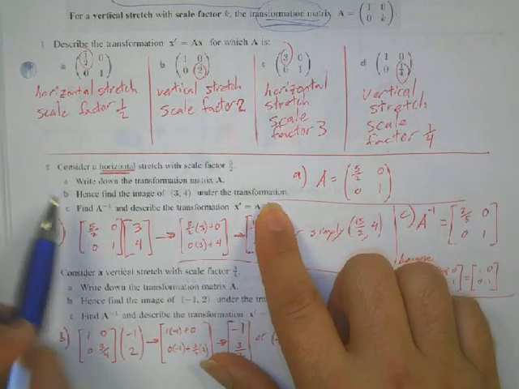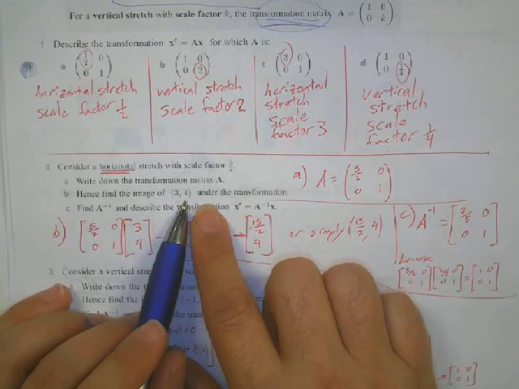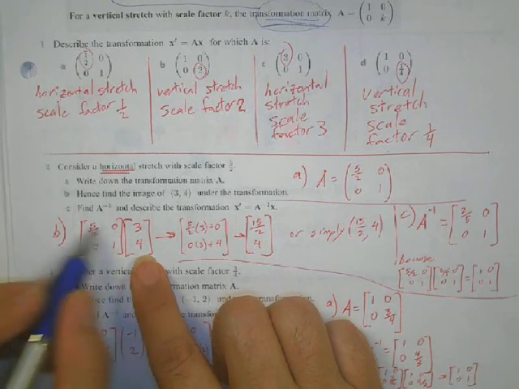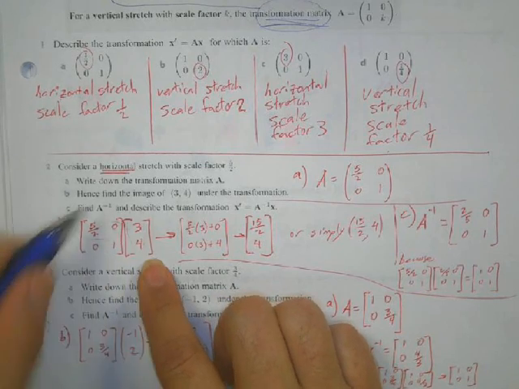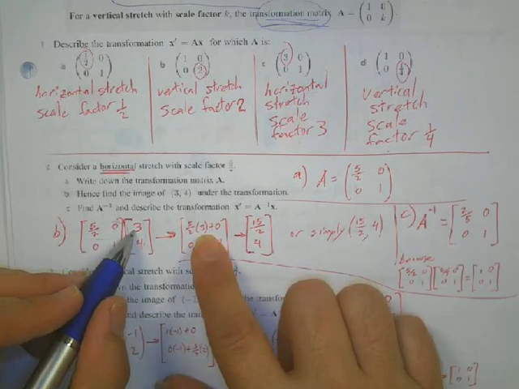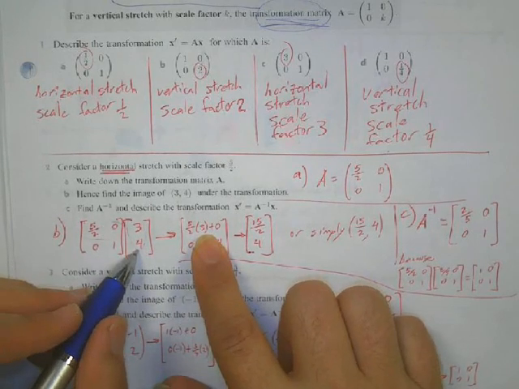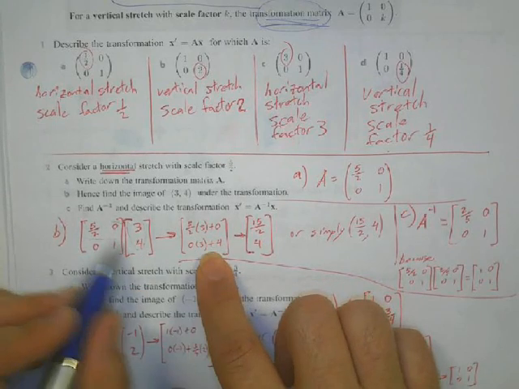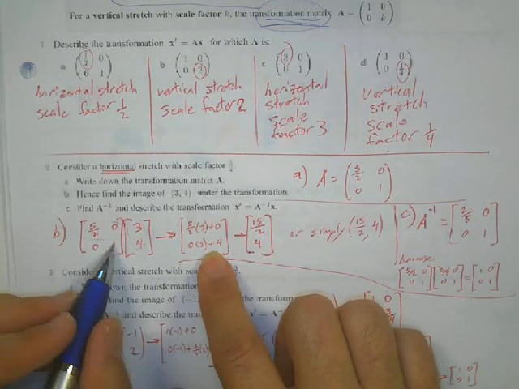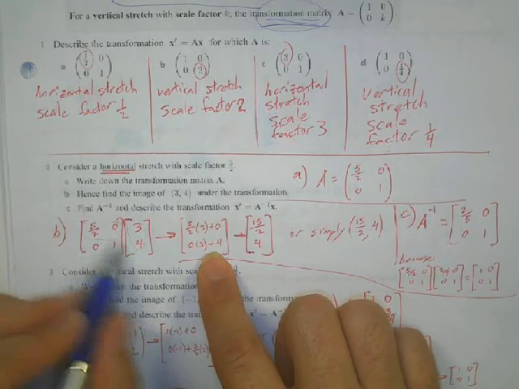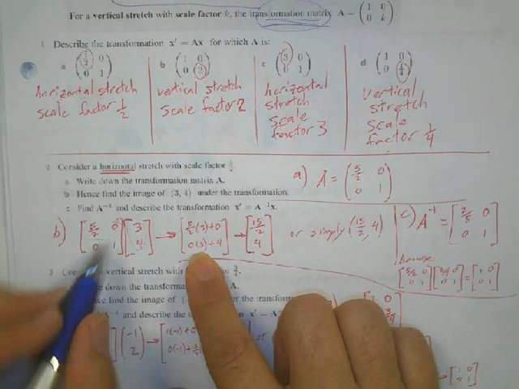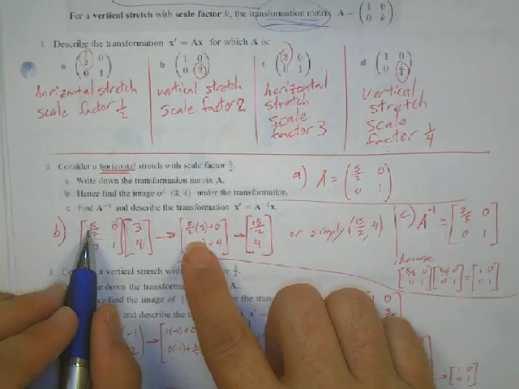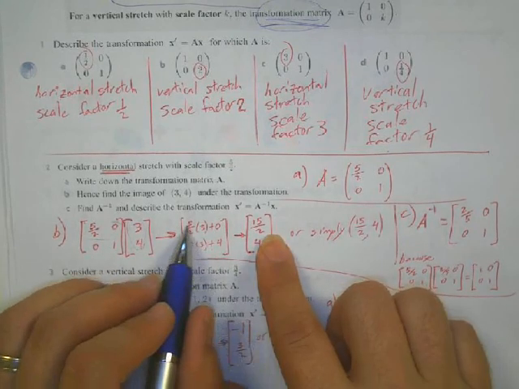So the point 3, 4 is going to be stretched to a new location, so I'm going to put this here. So I can multiply this row times this column. So 5/2 times 3 plus 0 times 4. Okay, and then this spot here is going to be 0 times 3 plus 1 times 4, when I multiply this row times this column. And then notice how the 4 stays the same, and then we have 5/2 times 3.